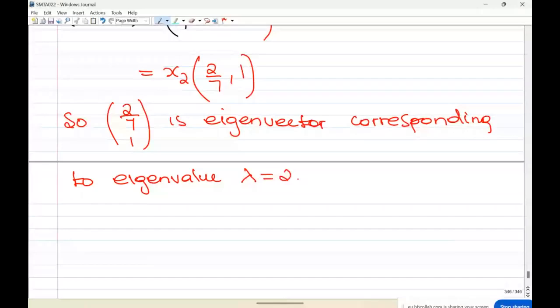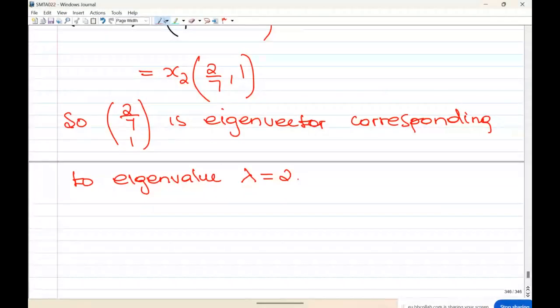So now, if we have that eigenvalue that corresponds to 2, then now what is going to happen? The basis. The basis of the eigenspace. Then what is going to be our basis?